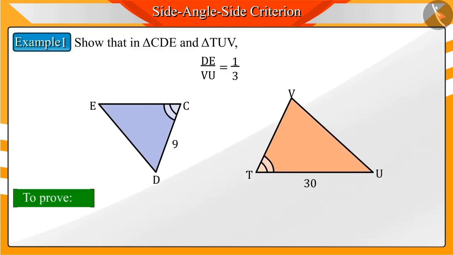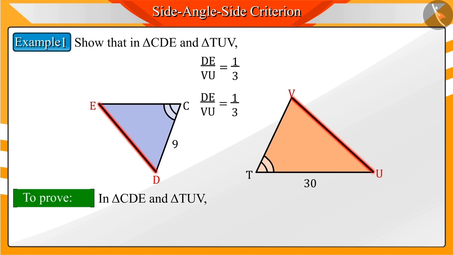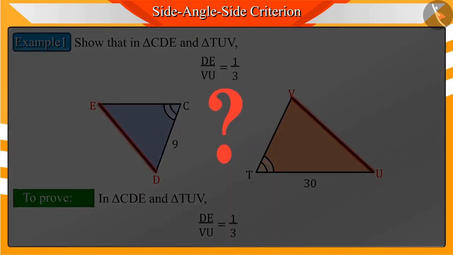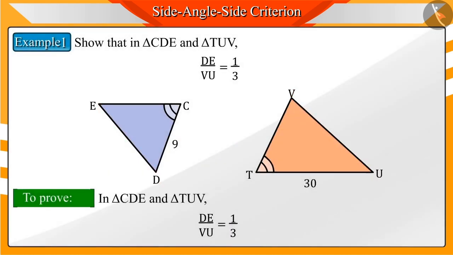We need to prove in the given triangles CDE and TUV that the ratio of DE and VU is 1 by 3. Can you guess how we can do this? Correct. First, we need to test the similarity of the two triangles.